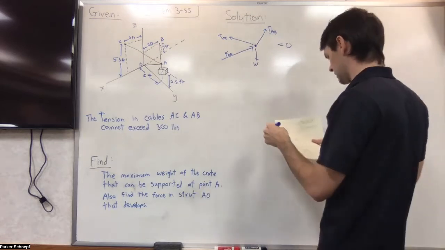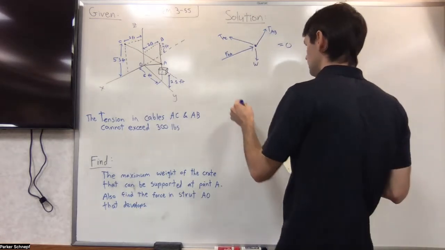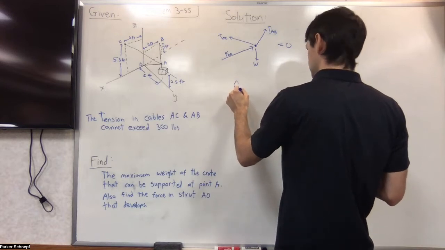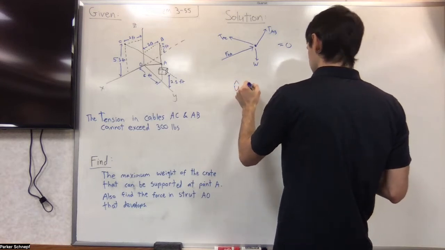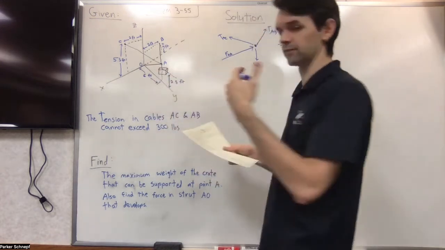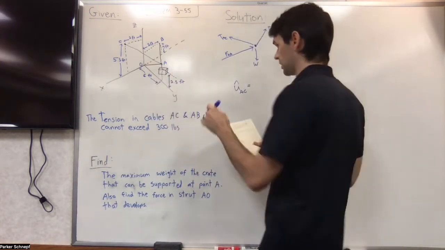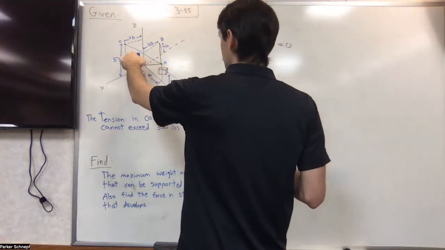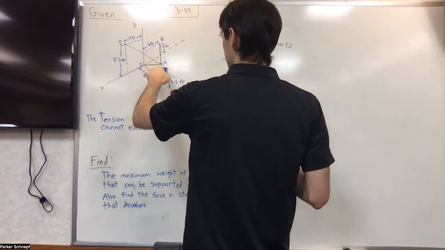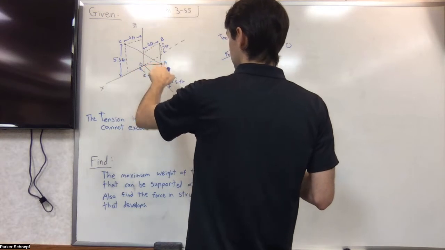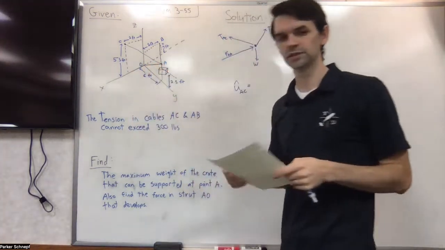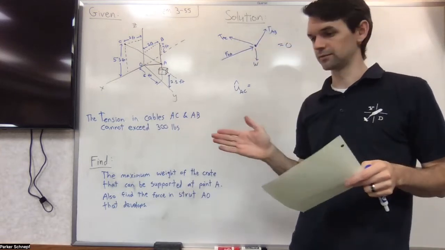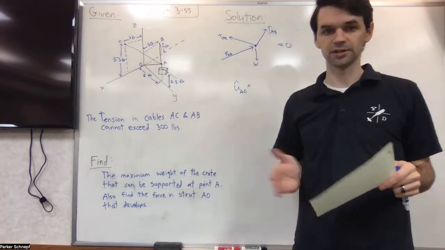So let me find my unit vectors. I'm going to start with unit vector AC. We just take our position vectors and divide them by the magnitude. For AC, I'm going from A to C. With position vectors, I like to think of it like giving directions, where you can only give directions in terms of going in the X direction, Y direction, or Z direction.